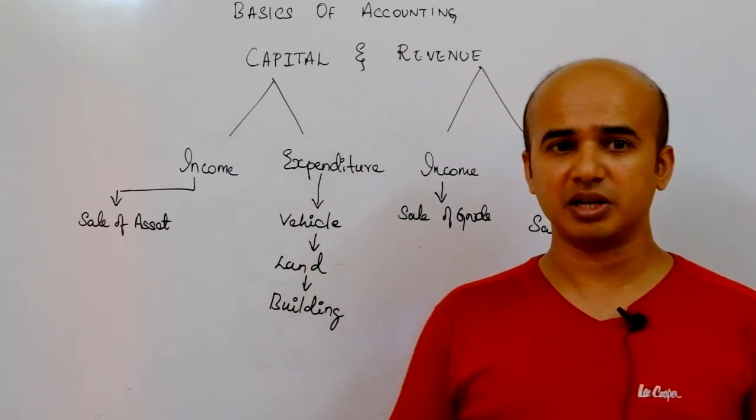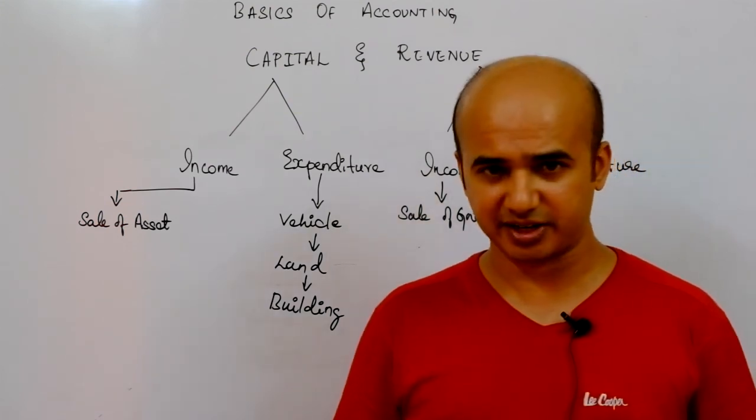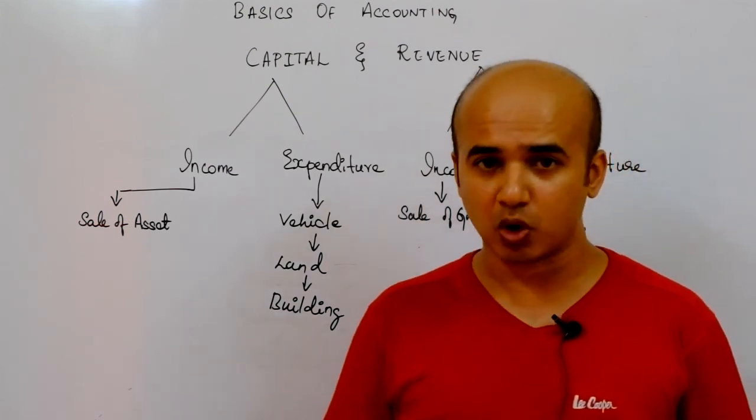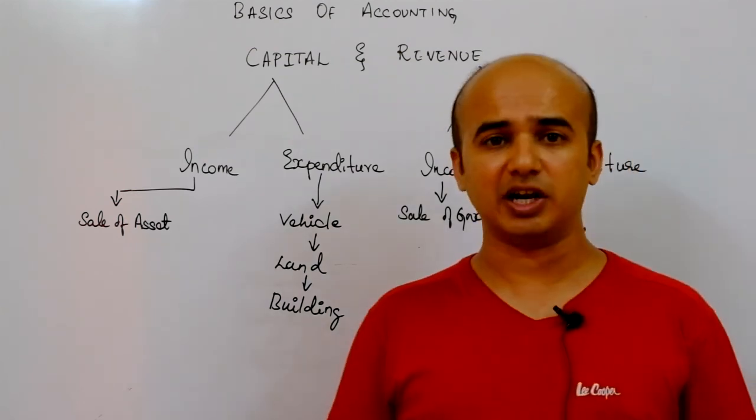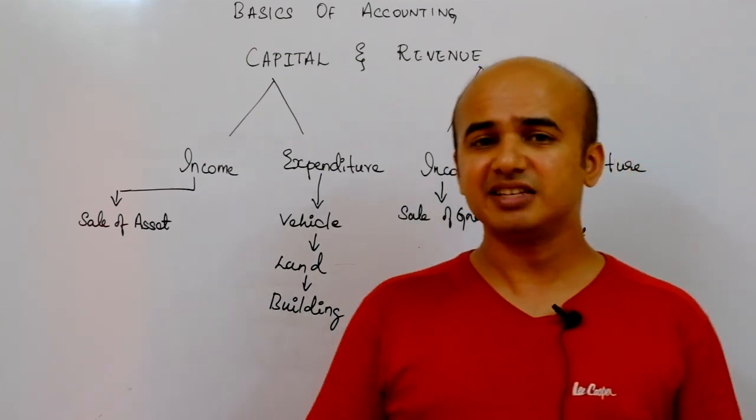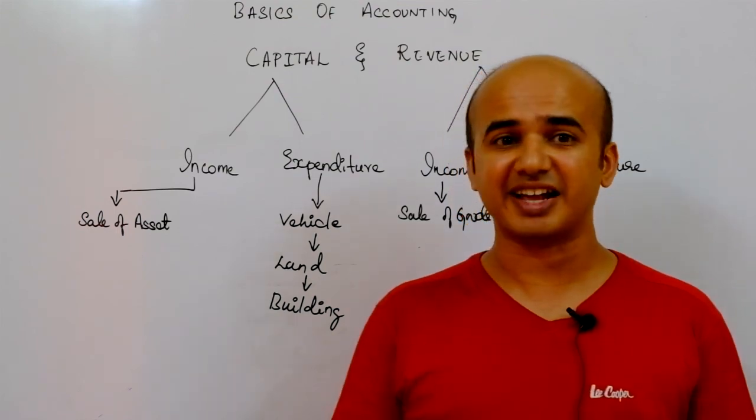Like for example, purchase of goods for trade, salary paid to the employees or rent paid to the landlord, things like this. These, if you can notice carefully, are recurring in nature.